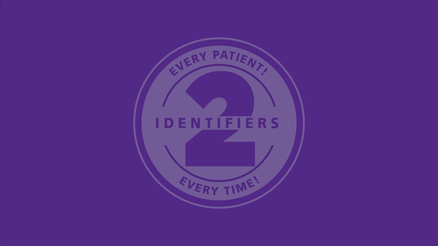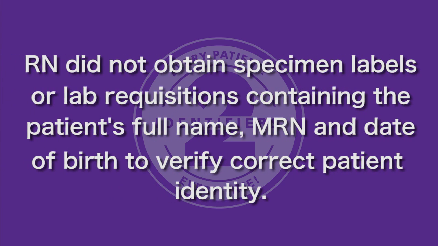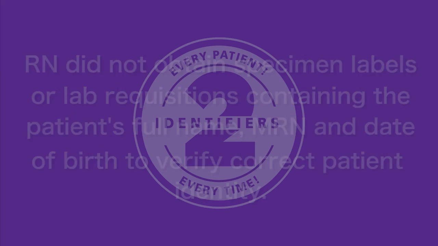Let's review how many different places the previous scenario went wrong. First, when Megan was asked to place an IV and draw labs by Justin, she did not obtain specimen labels or lab requisitions containing the patient's full name, MRN, and date of birth to verify correct patient identity.